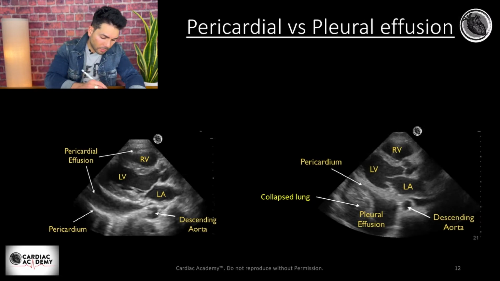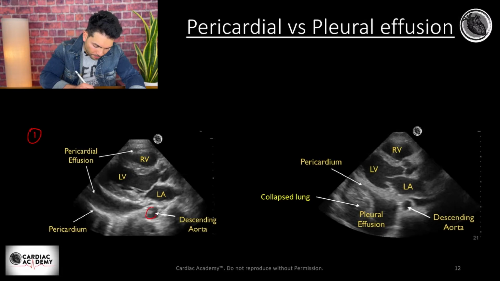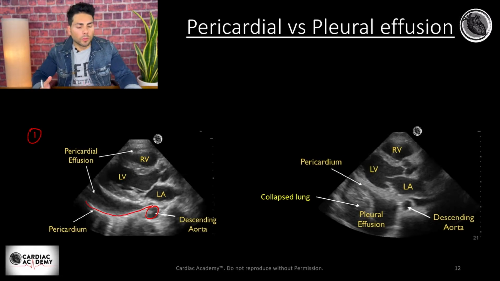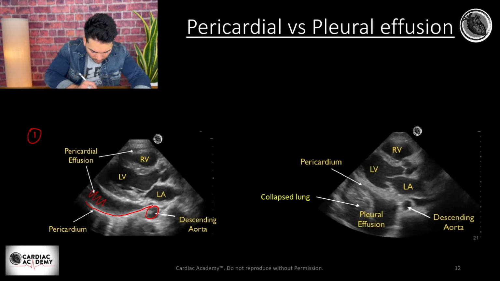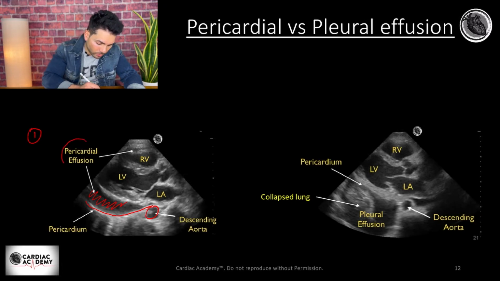So in the first example, on your left, we can first, like we said, identify the descending aorta, which is right here. And then we look for the pericardium, which is right here. And then we ask, is this fluid that we're seeing right here anterior or posterior to the descending aorta? So in this case, we can see that it's anterior to the descending aorta. So if the fluid is anterior, that makes it a pericardial effusion, okay? So this is a pericardial effusion.